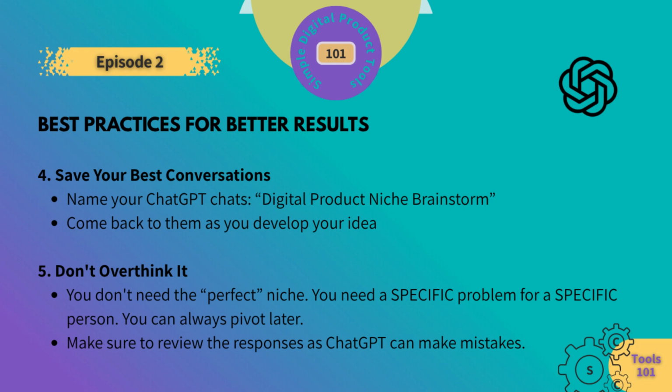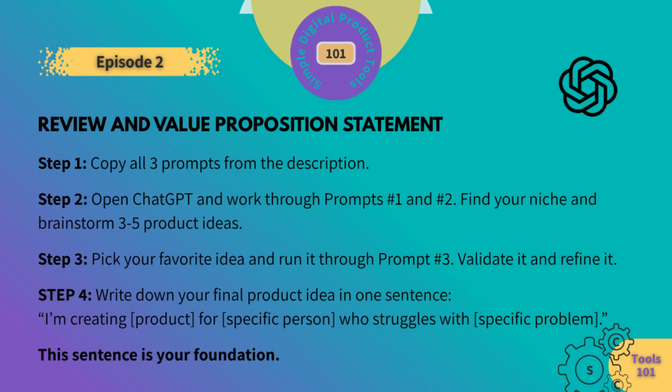Here's your homework before the next video. Copy all 3 prompts from the description, open ChatGPT and work through prompts 1 and 2, find your niche and brainstorm 3 to 5 product ideas. Pick your favorite idea and run it through prompt number 3. Validate it and refine it. Write down your final product idea in 1 sentence. I'm creating, insert product name, for, insert the specific person who struggles with, insert the specific problem. That sentence is your foundation. It's often what we call our value proposition statement.